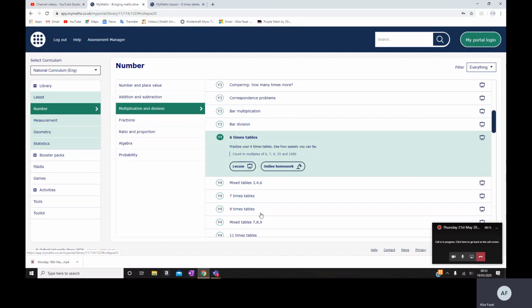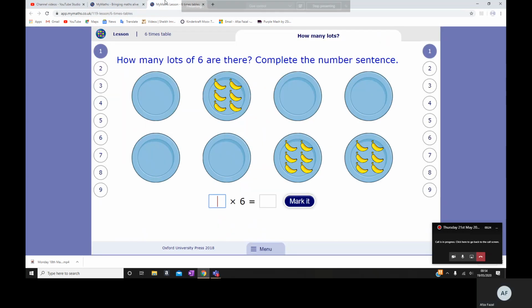Good morning, everyone. Today we're moving on to multiplication and division, and the first lesson is looking at the 6 times tables. So when you go onto My Maths, you need to click number. From there, you need to click multiplication and division. Find year 4, and the lesson is 6 times tables, and you click on the lesson. So how many lots of 6 are there?